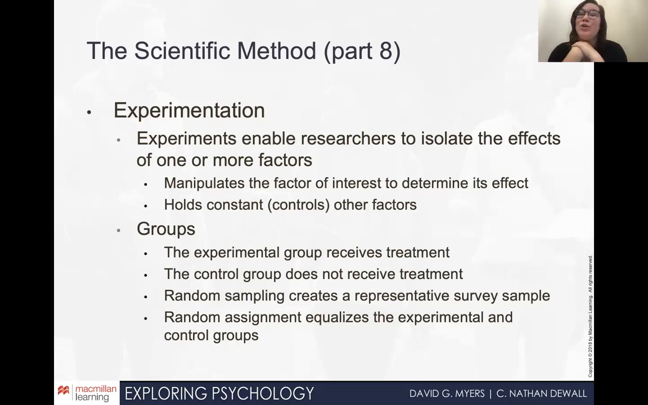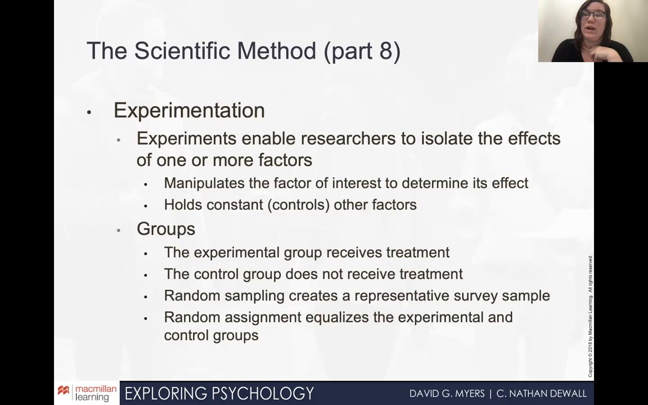So you can have different groups in a study, right? You can have an experimental group. This is the group that receives the treatment or the thing that you're trying to look at. Then you have the control group, which does not receive anything, right? They're just the control, the standard, right? You have random sampling that can create a representative survey sample, and you can have random assignment that can equalize experimental and control groups.